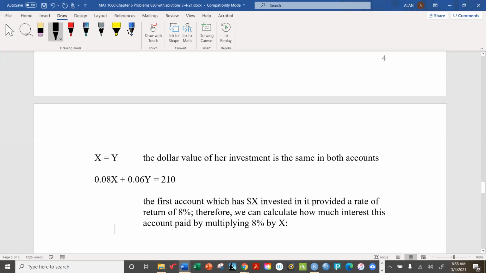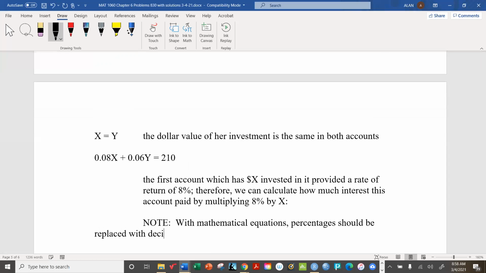With mathematical equations like this, note, this is hugely important, percentages should be replaced with decimals. For example, 8% should be expressed as 0.08. If you multiply 8 by the dollar amount you invested, you're not going to get the right answer. So this 0.08x is meant to represent how much interest we earned from that first account.